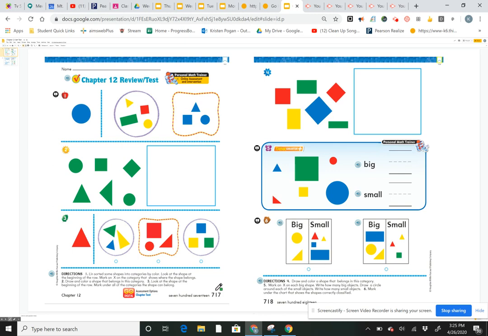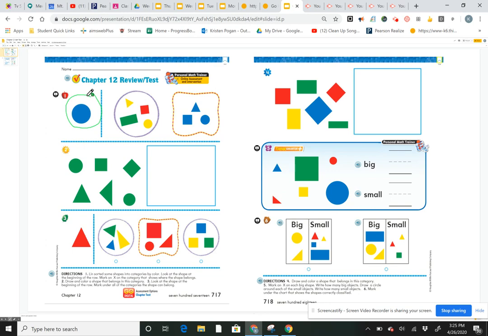After you hear the directions, pause the video, try to do the problem by yourself, and come back to check your work with me. Number 1 says, Lynn sorted some shapes into categories by color. Look at the shape at the beginning of the row. Here's the shape at the beginning of the row, and we're sorting by color. Mark an X on the category that shows where the shape belongs.